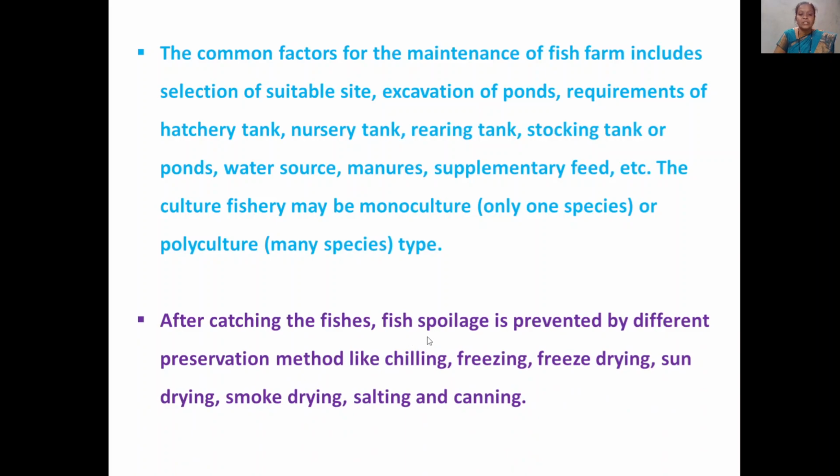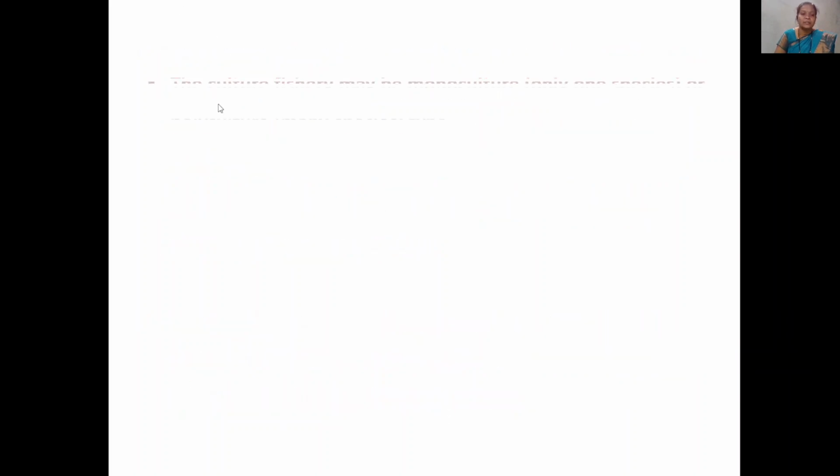After catching the fishes, fish spoilage is prevented by different preservation methods like chilling, freezing, freeze drying, sun drying, smoke drying, salting, and canning. Go to next slide.